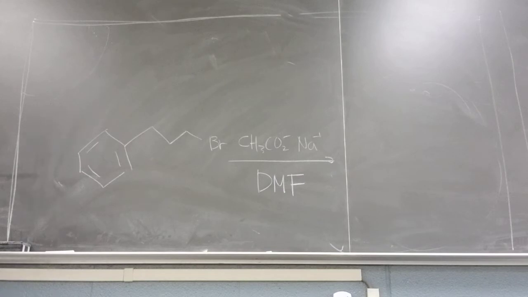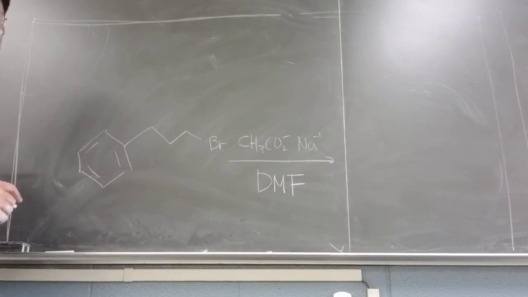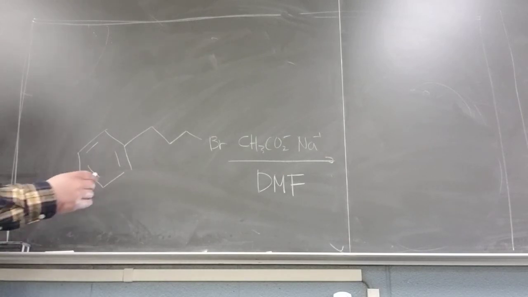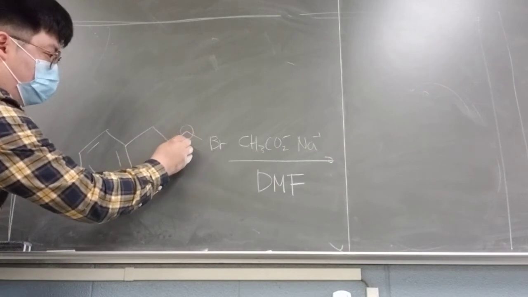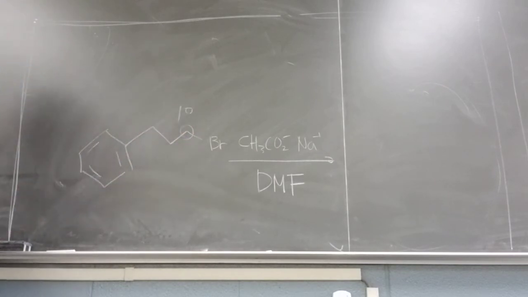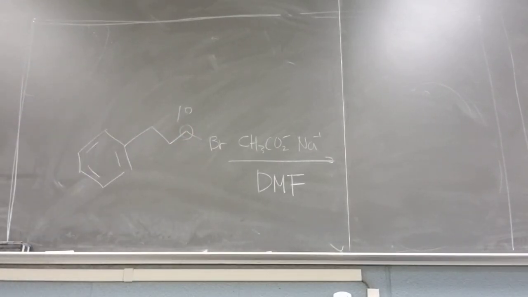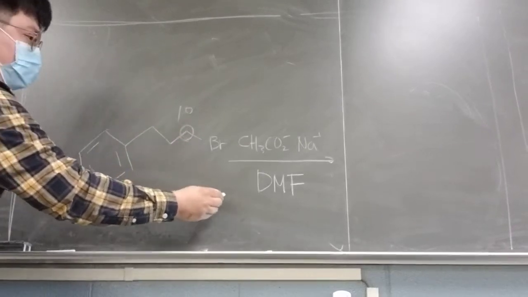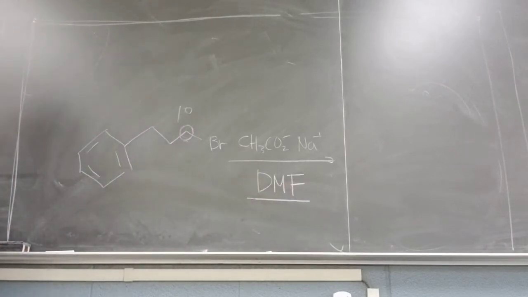Dimethylformamide. So this is a polar aprotic solvent, so they are not able to do hydrogen bonding. So what might this be? Think about this one. This carbon is primary. Look at this one. This carbon is primary, and this is a polar aprotic solvent. What reaction will that be?